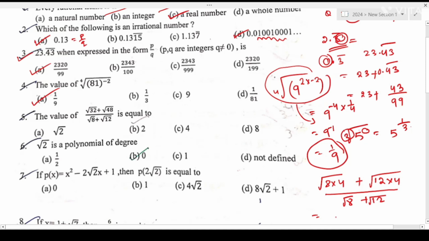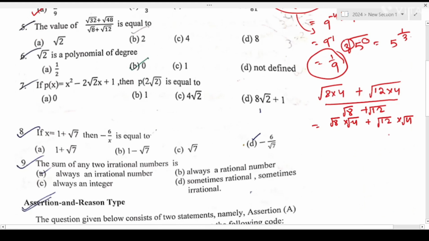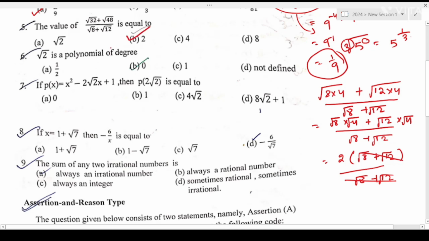Here first we can solve that root 8 into root 4, yes or no, plus root 12 into root 4. Now divided by root 8 plus root 12. Again take common, that's root 4, that is 2. So first 2 common. Now the remaining is root 8 plus root 12 divided by root 8 plus root 12. So root 8 plus root 12 cancel, the answer is 2. So option number 2 is the correct answer.